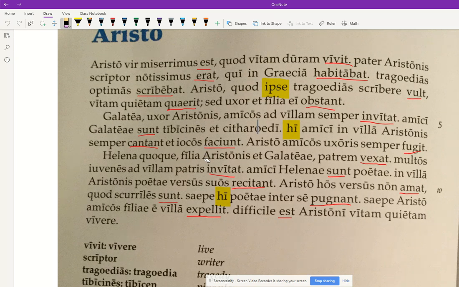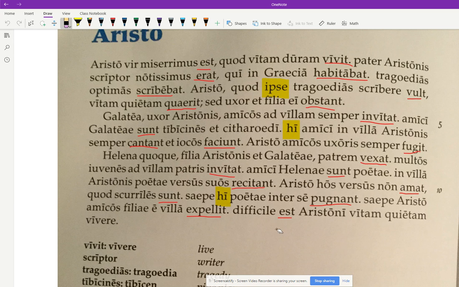Helena quoque, filia Aristonis et Galateae. So Helena also, filia, the daughter, right? Filia is his daughter, so filia his daughter. Then Aristonis, Galateae, both genitives that we saw above. So the daughter of Aristo and Galatea, patrem vexat, annoys patrem, her father, which of course is the accusative here, third declension. Remember what it'll be if it was plural?